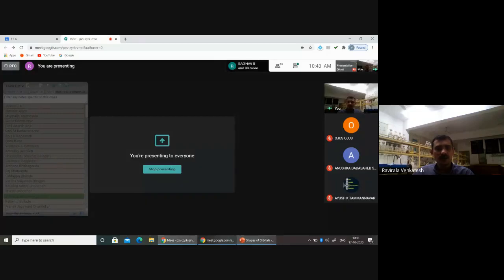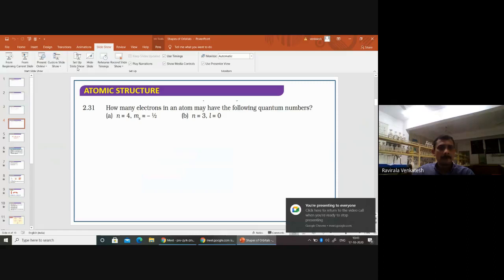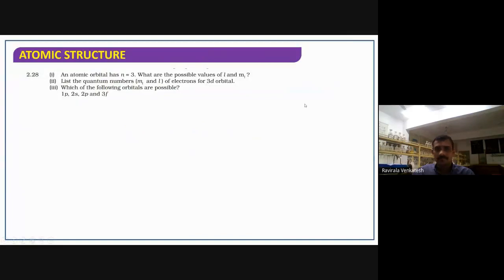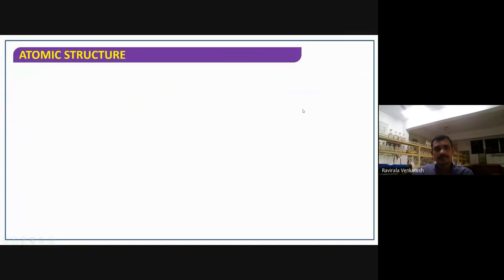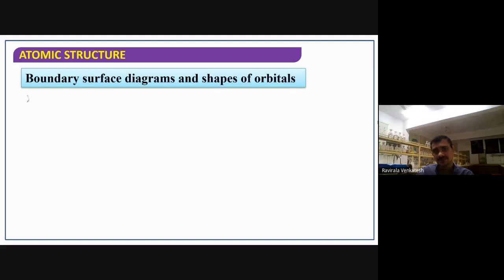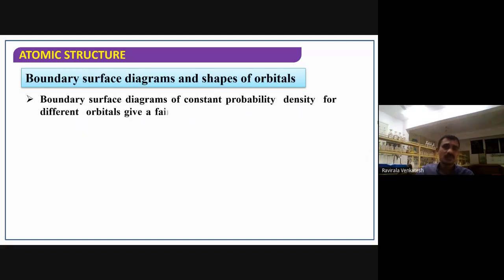Shapes of the orbitals now. Let me take the shapes of the orbitals. Now, boundary surface diagrams, from which we get the shapes of the orbitals, right? Let me see first of all how we get the boundary surface diagrams and shapes of the orbitals.